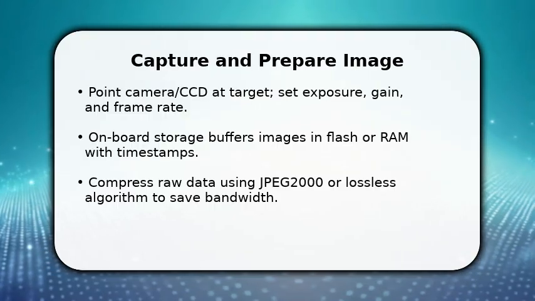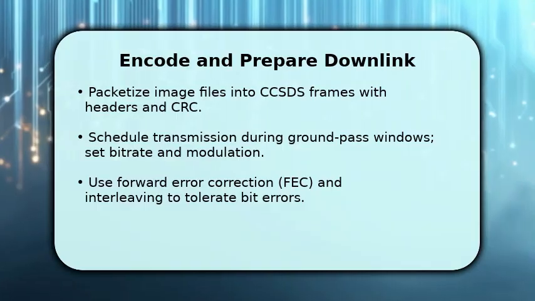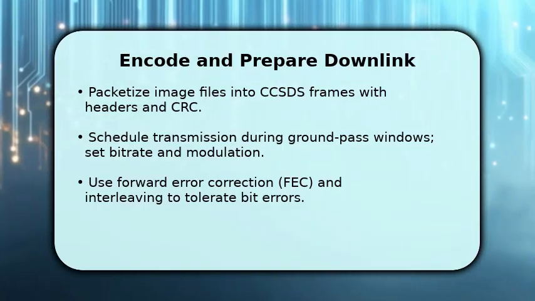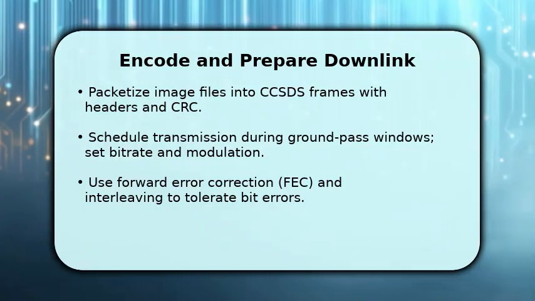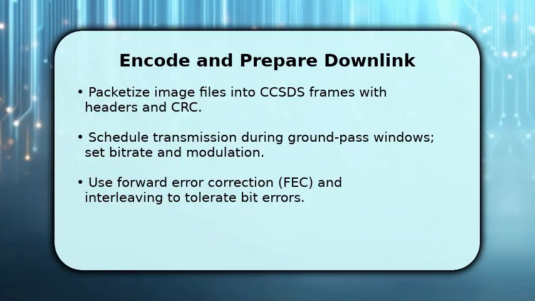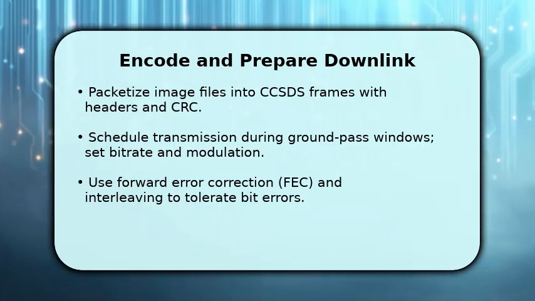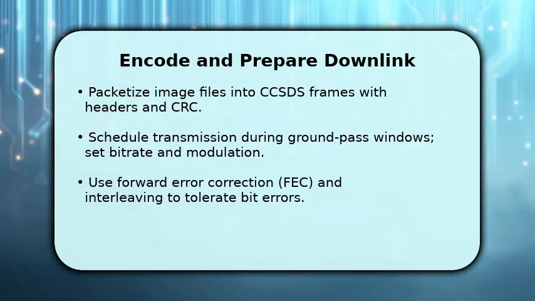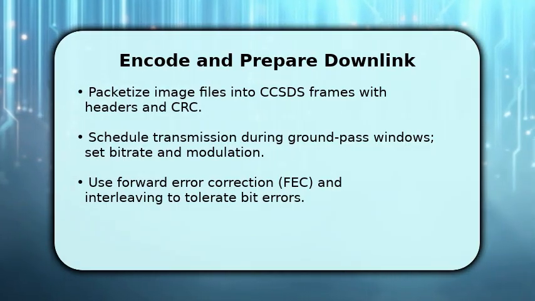You then packetize the compressed files into CCSDS frames, adding headers, sequence counters, and CRC checks so ground can reassemble and verify integrity. Next, place those packets into a transmitter queue synchronized to predicted ground pass windows using the comms schedule. Make sure to configure modulation, symbol rate, and FEC settings. These trade bandwidth for robustness.